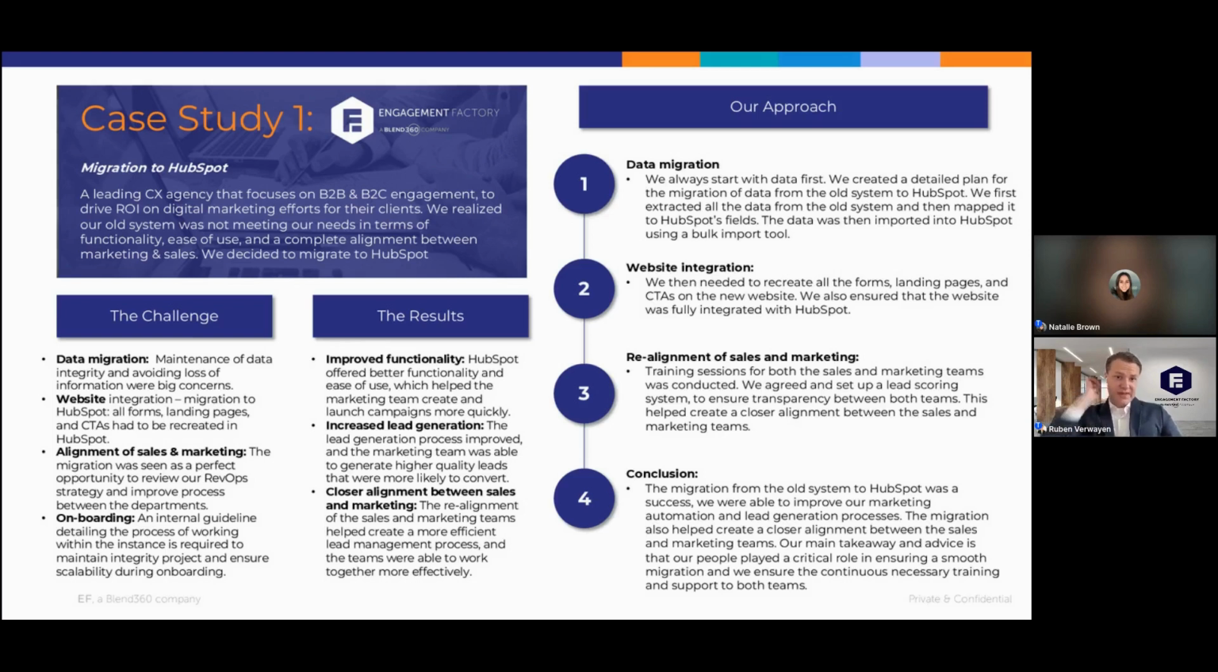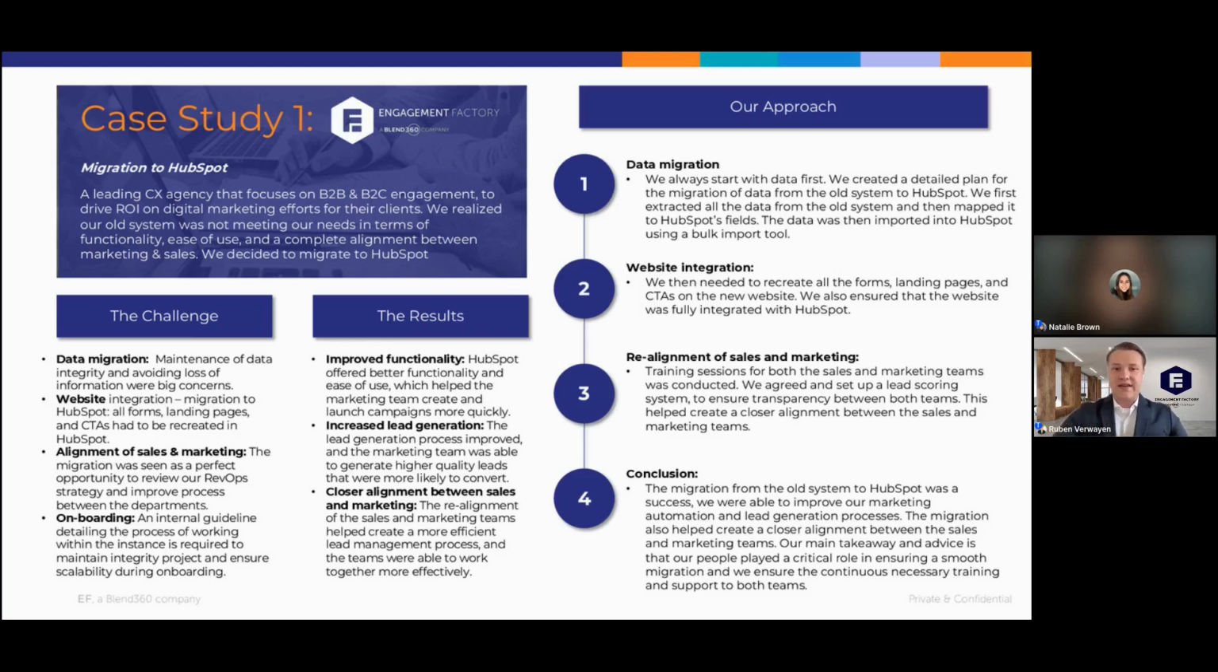Well, what were the results? Improved functionality: HubSpot offered better functionality and ease of use, which helped the marketing team create the launch campaigns more quickly. It increased the lead generation, so more leads were coming in. The process improved. The marketing team was able to generate higher quality leads that they were more likely to convert to customer than they did before. And as a result, there was a closer alignment between sales and marketing. The realignment of the sales and marketing teams helped create a more efficient lead management process, and the teams were able to really work together more effectively.